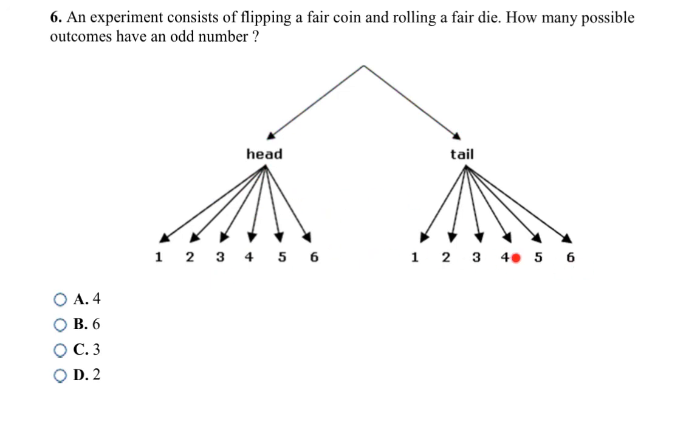And there's no probabilities on this one because it's just asking about the outcomes. It's not asking about the probabilities yet. So it wants to know how many possible outcomes do we have with an odd number. So here's a 1, 3, and 5. There's my odd numbers if I flip a heads and roll a die. And then if I flip tails and roll the die, there's my 3 choices with an odd number. So here I have 1, 2, 3, 4, 5, 6 outcomes that involve an odd number. So it's going to make letter B my final answer.